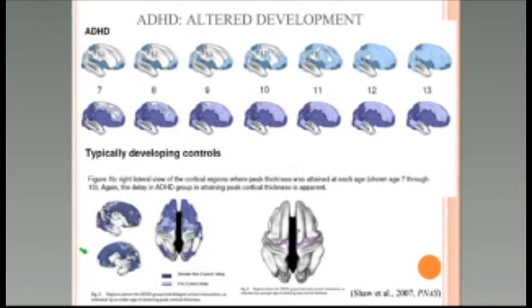And the only region here, this right example, this pink, reflects the area in which you see earlier cortical maturation in ADHD. That is generally the motor strip, so the hyperactivity is reflected there.